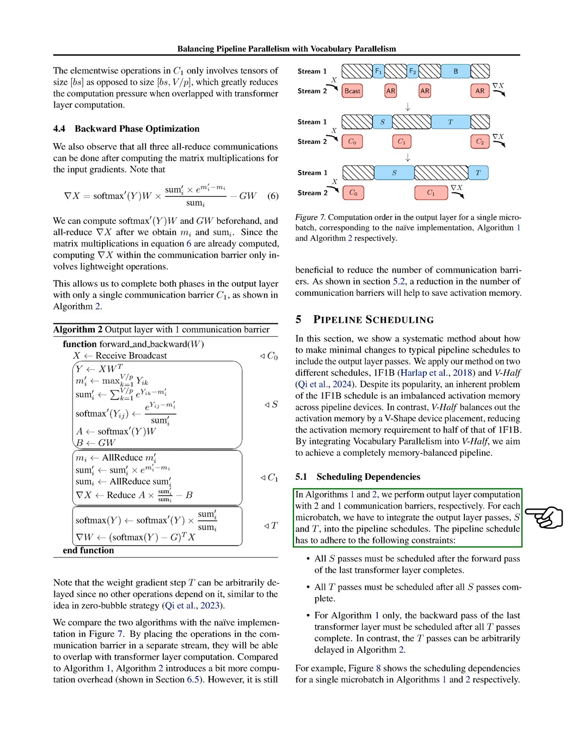Regarding scheduling dependencies, we perform output layer computations with 2-in-1 communication barriers in our algorithms, respectively. For each microbatch, we need to integrate the output layer passes, S and T, into the pipeline schedules while adhering to specific constraints. All S passes must occur after the forward pass of the last transformer layer, and all T passes must follow the completion of all S passes. In algorithm 1, the backward pass of the last transformer layer must happen after all T passes, while in algorithm 2, T passes can be delayed.